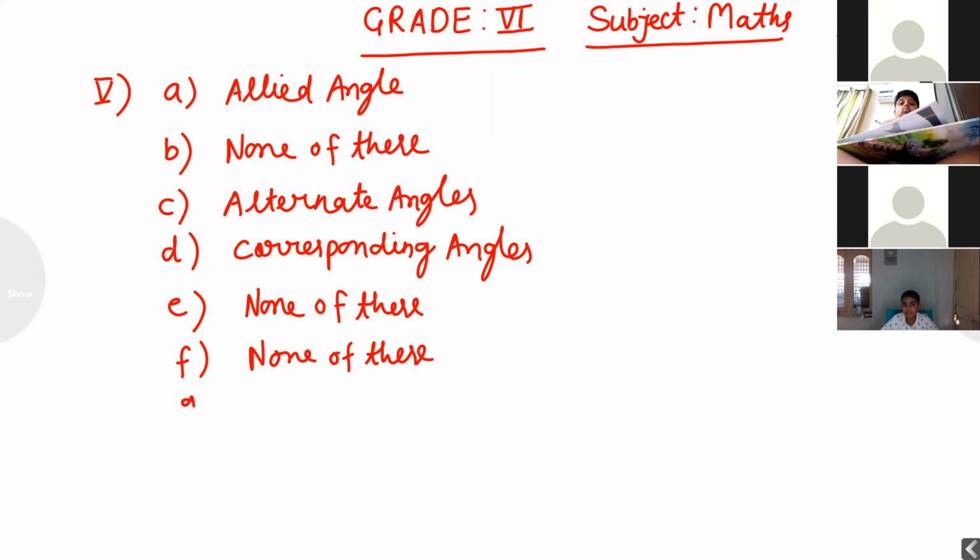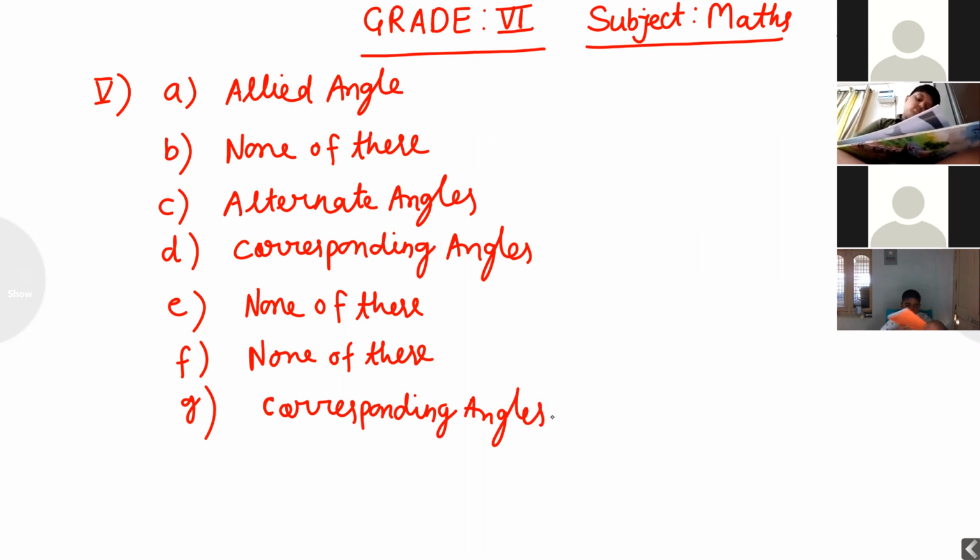G question, angle 3 and 7. Angle 3 and 7, both are corresponding angles. This was yesterday's homework. One more bit was there, but that bit was very easy.